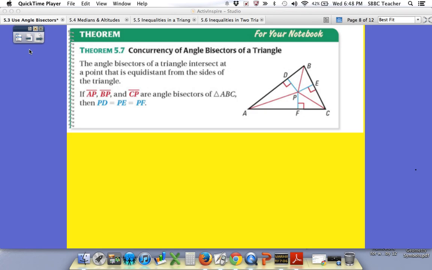Using angle bisectors. And we're going to start with theorem 5.7, which says concurrency of angle bisectors of a triangle.